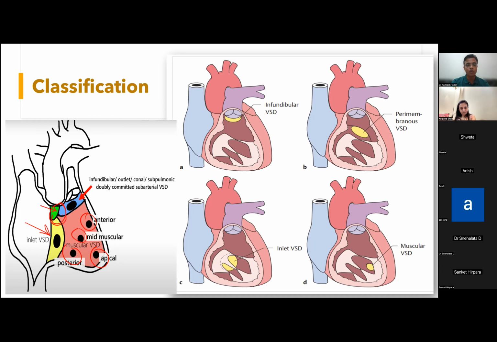it is enlarging towards the other part of the septum, it is called perimembranous VSD. Or if the VSD defect is in the outlet septum, it is called outlet VSD or infundibular VSD. We'll have another slide which will describe individual VSDs also. The same figure is seen in this diagram also.